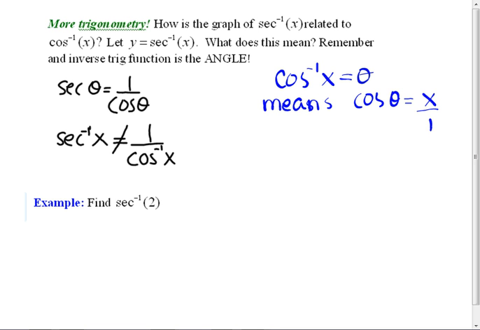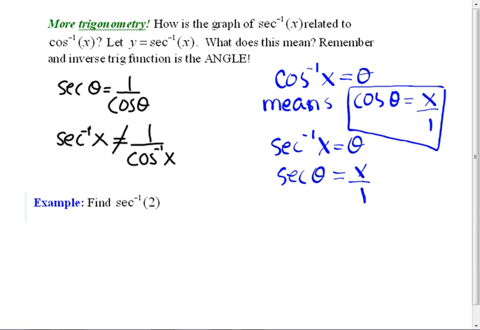And then I have inverse secant of x is equal to theta. That means the secant of theta is equal to x over 1. And actually, I'm not going to use that one, but that's what that means. So if I draw my picture, here's my theta, and the cosine is x over 1, then that means this is x and this is 1, right? That's right, the square root of 1 minus x squared, which is what I'm going to end up using in a second. But I don't need it right now.